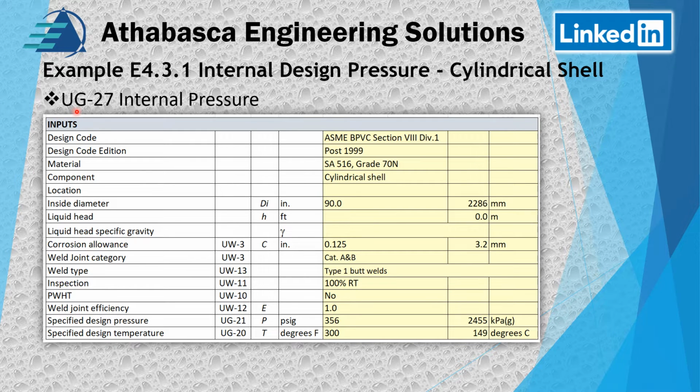Calculations are based upon UG27 for internal pressure. And this is a post 1999 model. We're using tough carbon steel materials. And we have our diameter shown there, corrosion allowance, the type of welding we're doing, and the inspection level, which is 100% RT. There's no post-weld heat treat requirements except maybe by code, but when we do the thickness calculation, we'll be able to figure that out. Our pressures are fairly high for a size this large. It's 356 psig, and we're at basically 300 Fahrenheit or 150 degrees centigrade. So let's jump into more details.